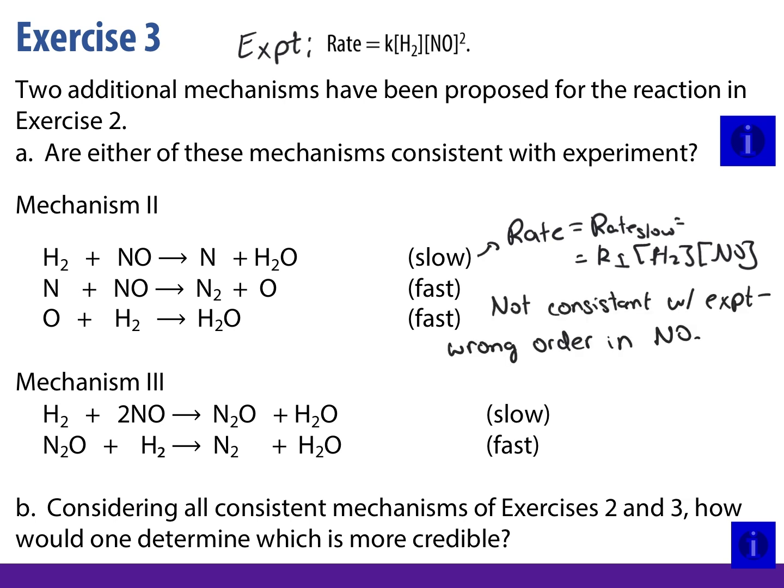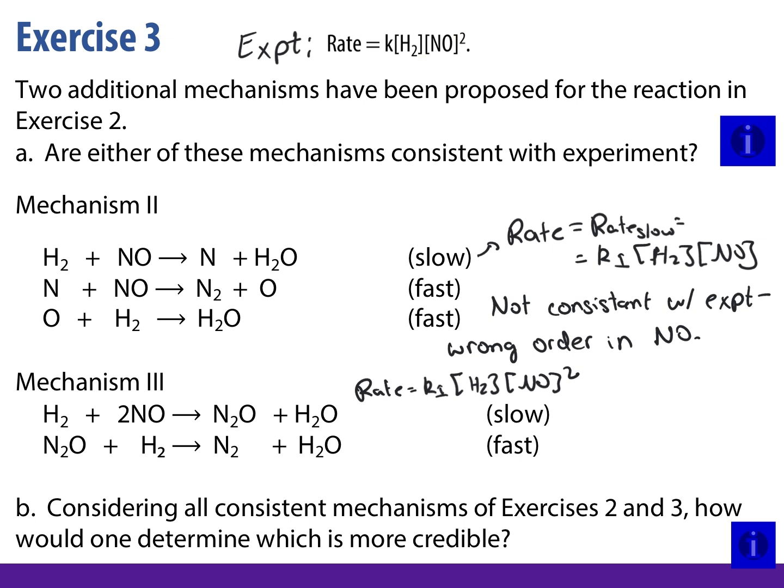Okay, what about the next part? Well, for mechanism 3, we can do that same analysis. Rate is equal to the slow step, which is just step 1 in this case, H2 times 2NO. So that would predict a rate law of K1 times H2 times NO squared. That does match experiment, so that part of it is good.